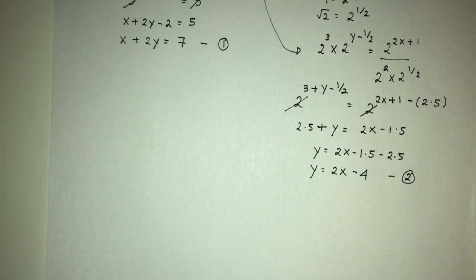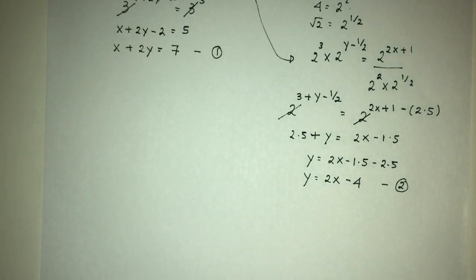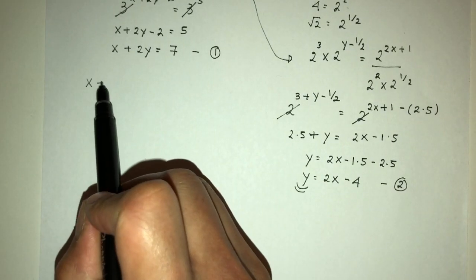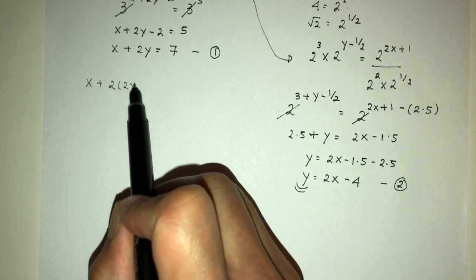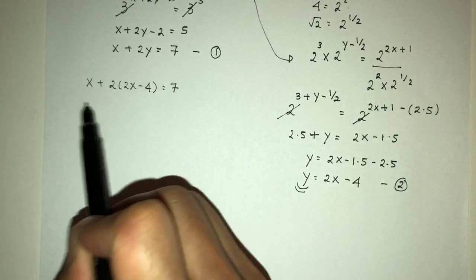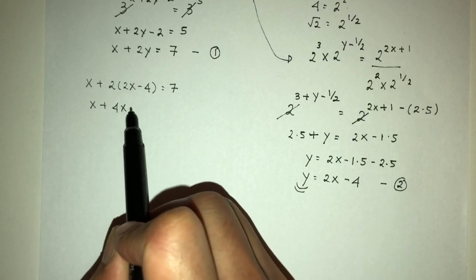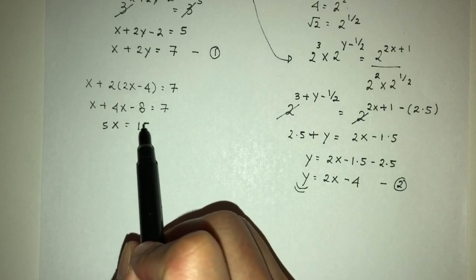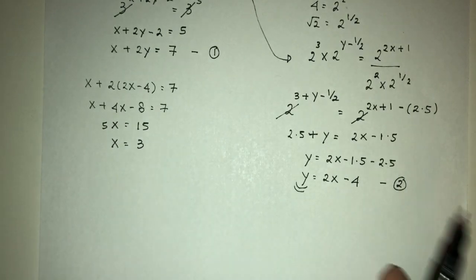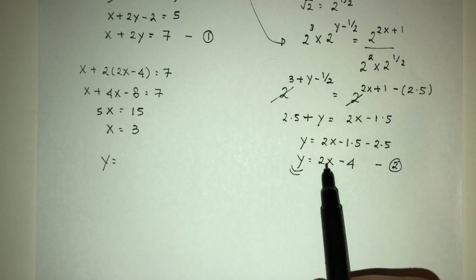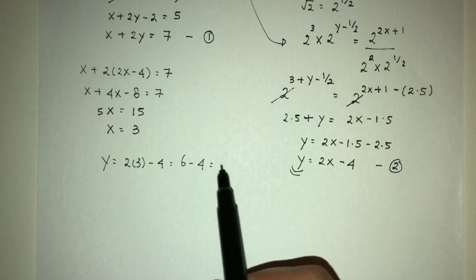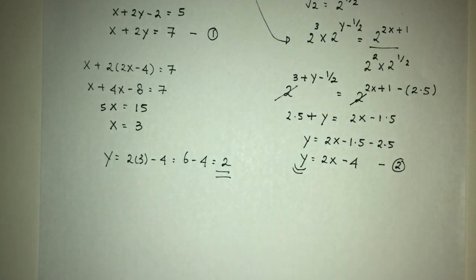So as you can see now, we have two very simple equations that we can just solve for the values of x and y. So here we have y as subject. We place this y in this y. You have x plus 2y, that is 2x minus 4, is 7. x plus 4x minus 8 will be 7, 5x will be 15, x will be 3. Now y will be, replace here 2 times 3 minus 4, that will be 6 minus 4, that will be 2. That is your question number 5.